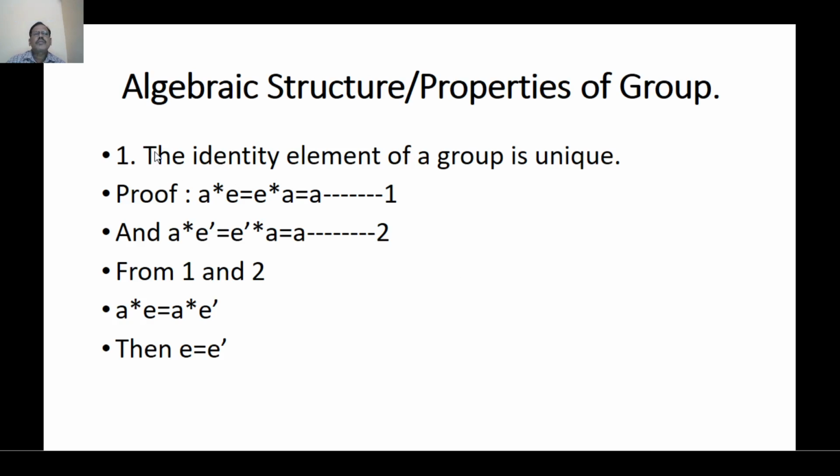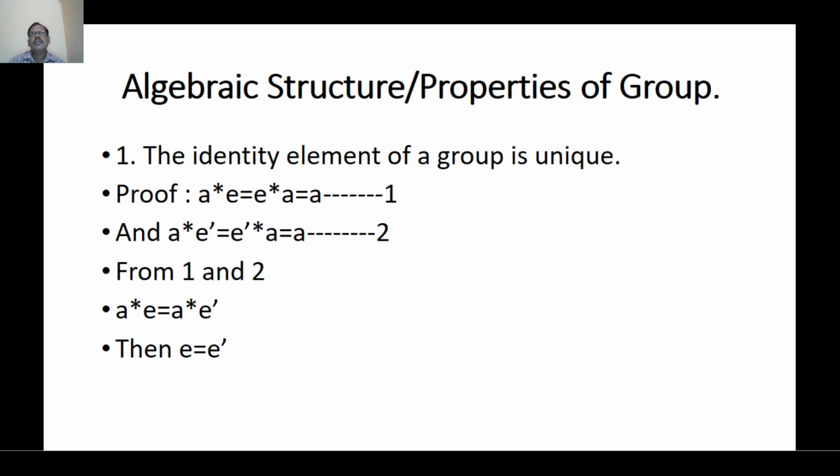So we come to the properties of groups. The identity element of a group G is unique. Consider any group: the set of all integers is a group, the set of all rationals is a group, the set of all real numbers is a group under addition. In the set of all integers, 0 acts as identity element under addition. Only the element 0 acts as identity element under addition. No other element acts as identity element under addition. That is, the identity element of a group G is unique.